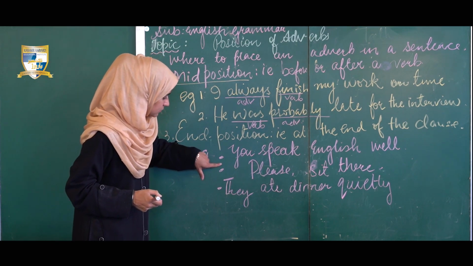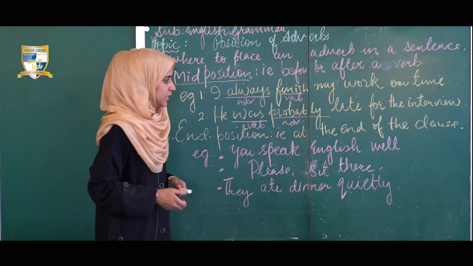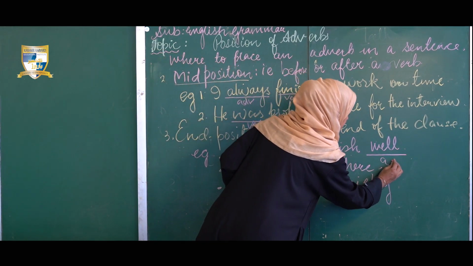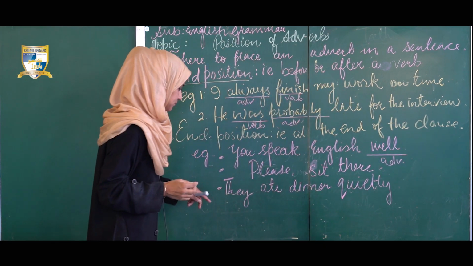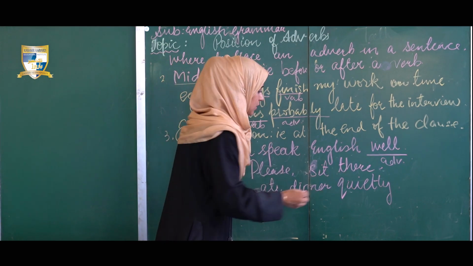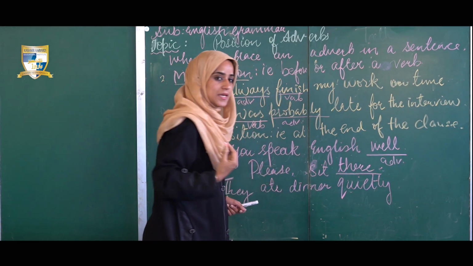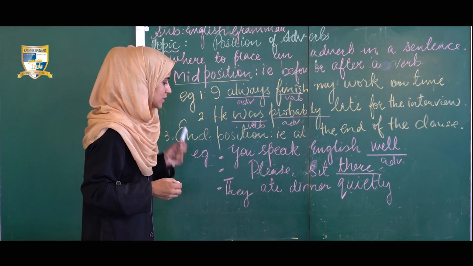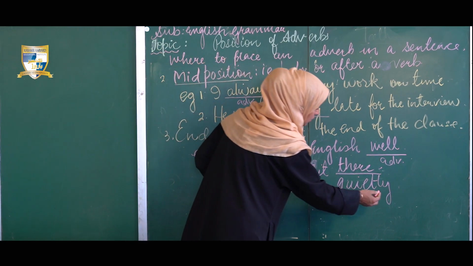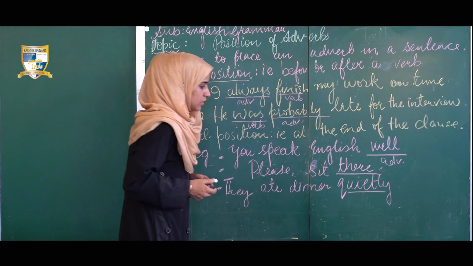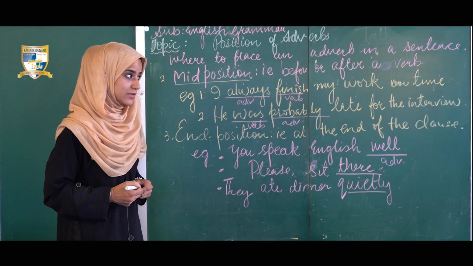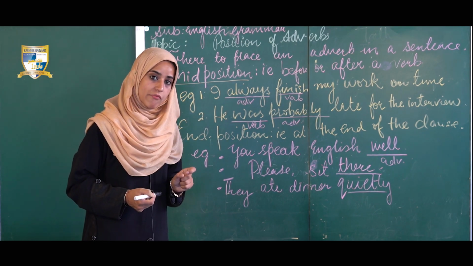For example, you speak English well. Here, well is an adverb. Second example, please sit there. Here there is again an adverb which comes at the end of the clause. And in the third example we have, they ate dinner quietly. So dear students, you have seen how these three different positions of adverb determine the meaning of a sentence.